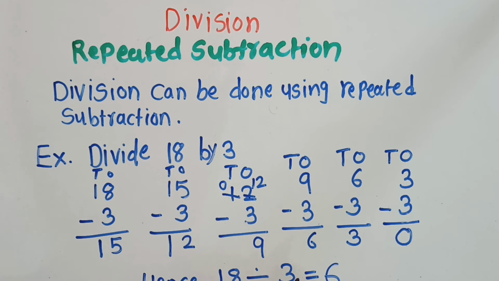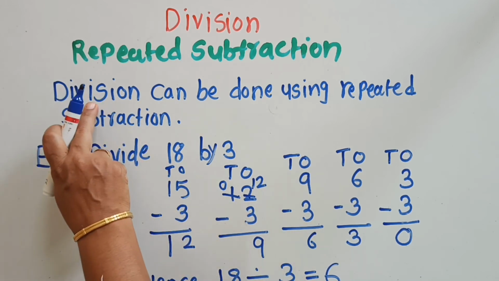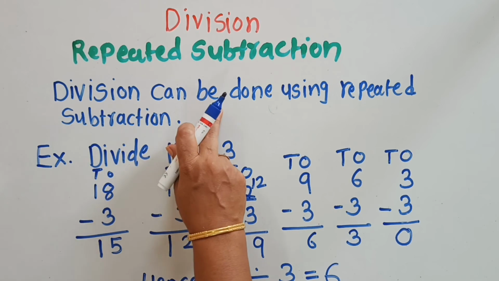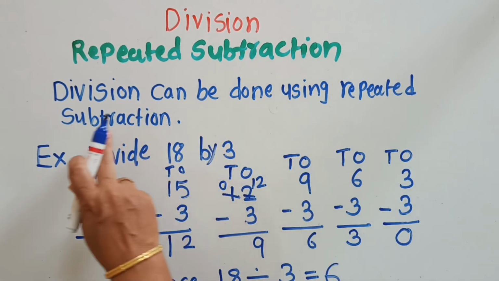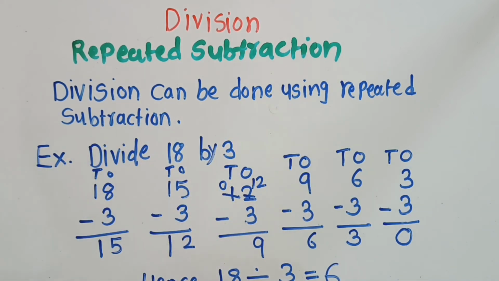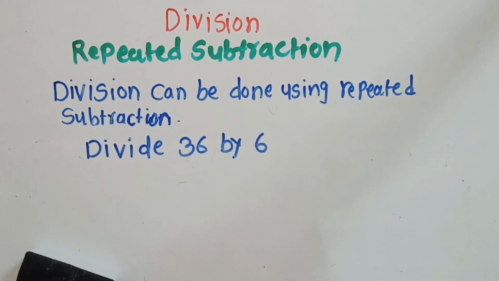And children, you know, if we recite the table of 3, 3 6 are 18. Okay, this is the repeated subtraction and then we will get the division. Means what? Division can be done using repeated subtraction. Okay, let's see one more example. Here is one more example.